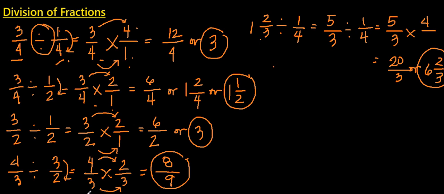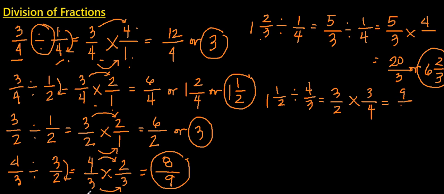Okay, so let's have another example. 1 and 1/2 divided by 4/3. Convert to improper fraction, 3/2. I hope you can do this faster because it's easier. Let's reciprocate the second fraction, 3/4, then multiply. So 9/8, or 1 and 1/8.